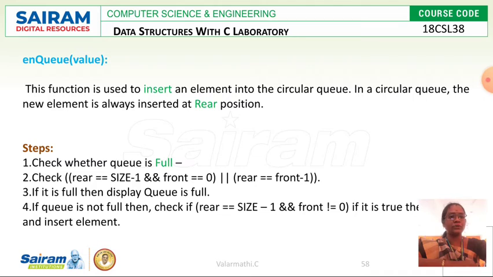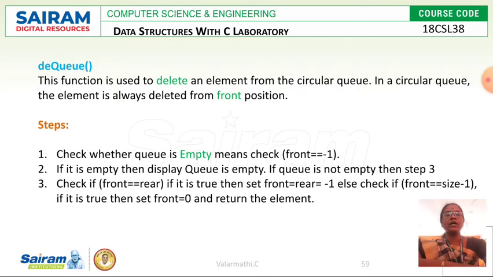That means if the queue is full, we need to give a message to the end user that the queue is full. If the queue is not full, then check if rear is equal to size minus 1 and front is not equal to 0. Okay, so this is a condition for inserting an element in the queue.